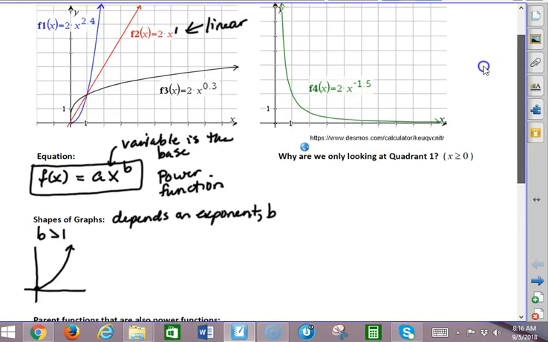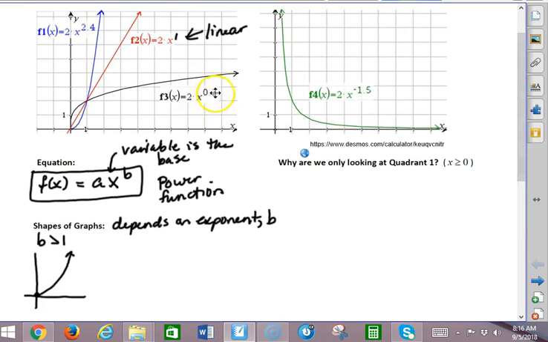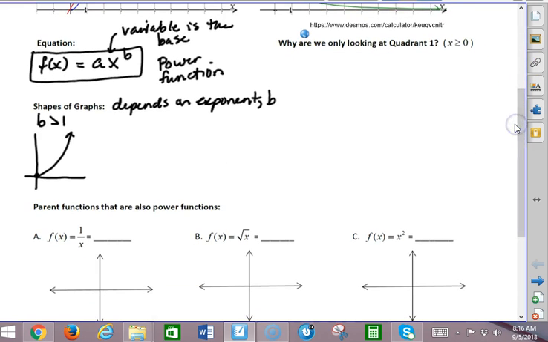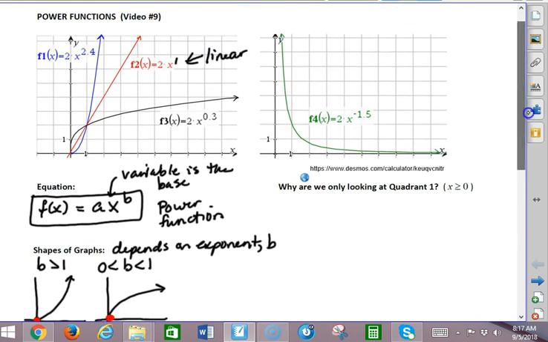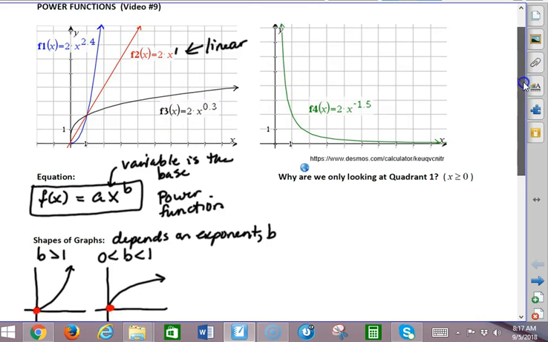Now we can see we have here where the exponent is positive but less than 1. So we're going to say when the exponent is between 0 and 1, then we have a shape that looks like this. Now notice both of these go through the point 0, 0, because in this equation, if x is 0, we have 2 times 0 to the 2.4, 2 times 0 to the 0.3. So both of those are equal to 0.